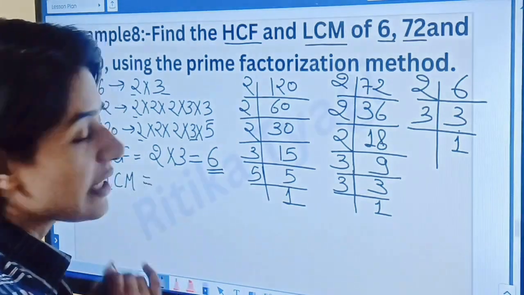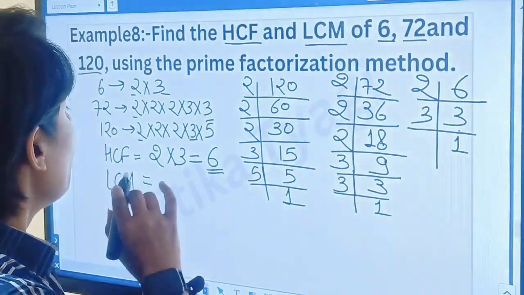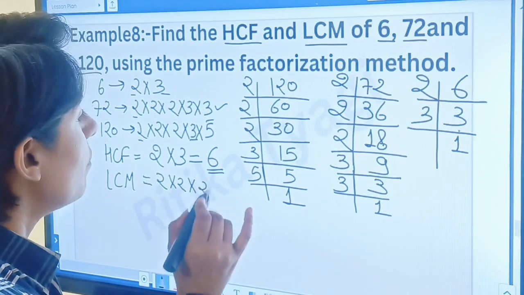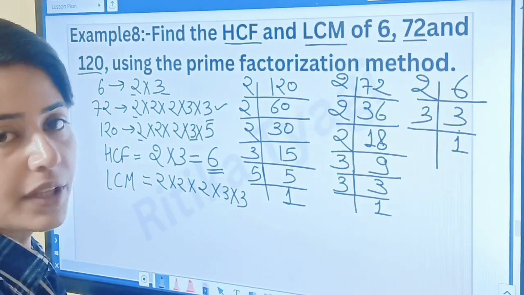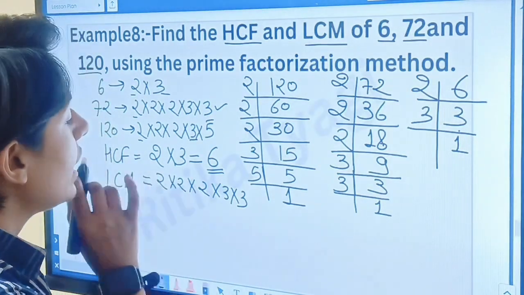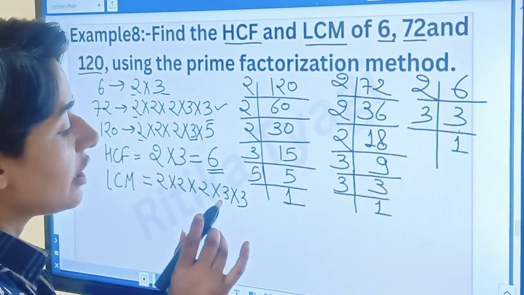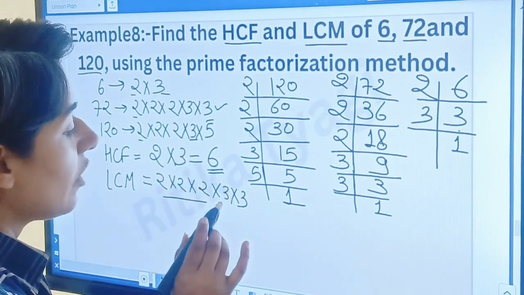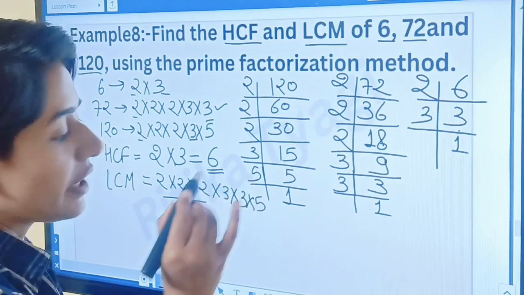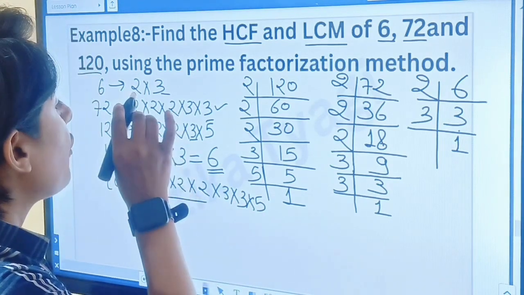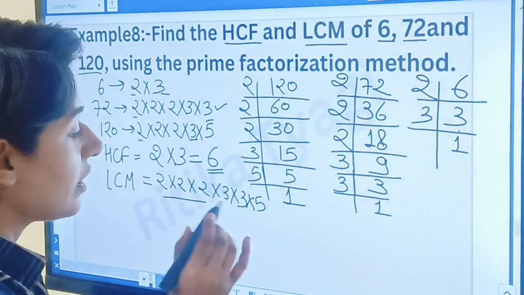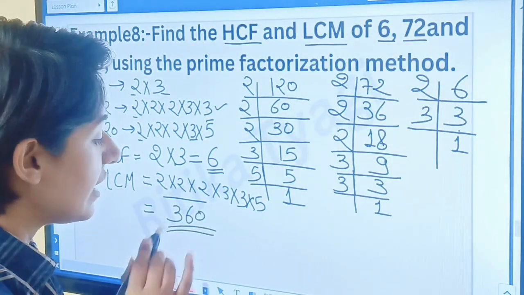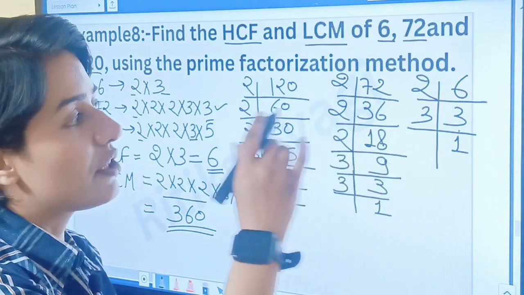Now we have to find the LCM. For finding the LCM, we write the factors for 72, that is 2 multiply 2 multiply 2 multiply 3 and multiply 3. Now in the factors of 120, we have to choose that number which is not included in the factor of 72. That is 3 times 2 already present, 3 already, 5 is not here, so we have to multiply it by 5. In the factor of 6, 2 and 3 are present, here 2 and 3 already present. So now on producing all these numbers, we get 360 LCM for 6, 72 and 120.